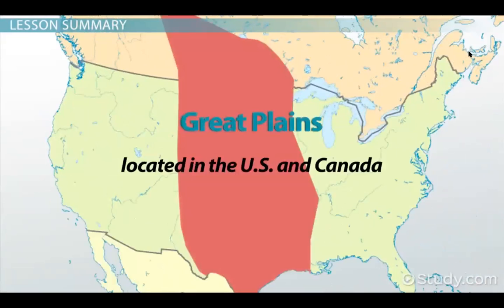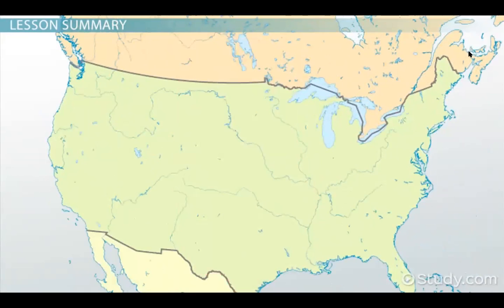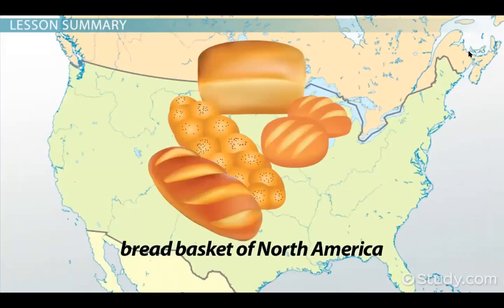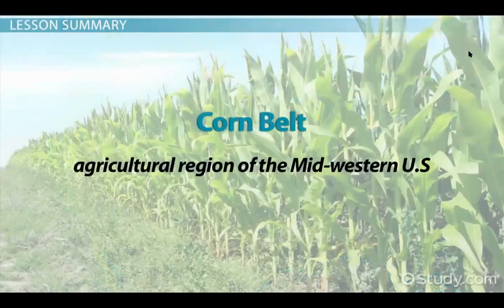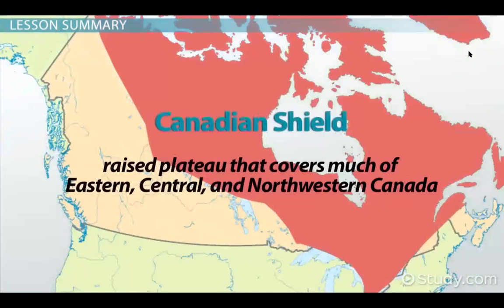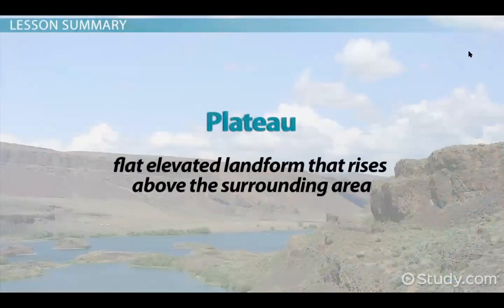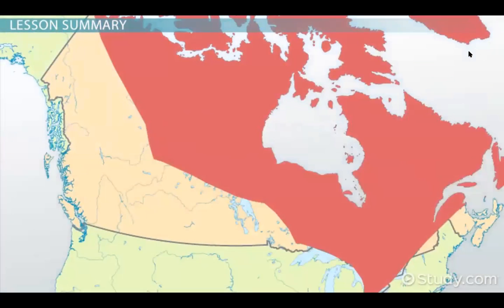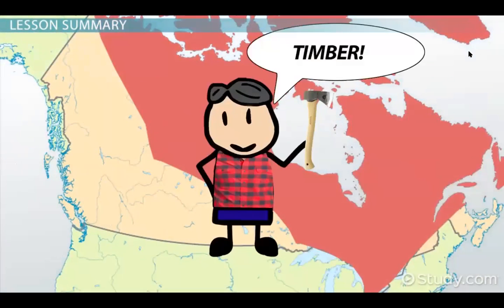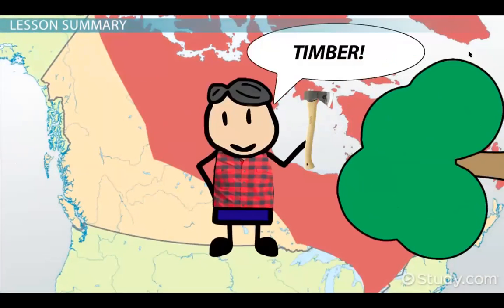The Great Plains region is located in the US and Canada and takes up a good deal of the middle of the continent. Due to its fertile soil, it's often referred to as the breadbasket of North America. It includes the Corn Belt, the booming agricultural region of the Midwestern US. The Canadian Shield is a raised plateau that covers much of eastern, central, and northwestern Canada. A plateau is a flat, elevated landform that rises above the surrounding area. With its cold temperature and rocky terrain, the Canadian Shield employs many loggers.